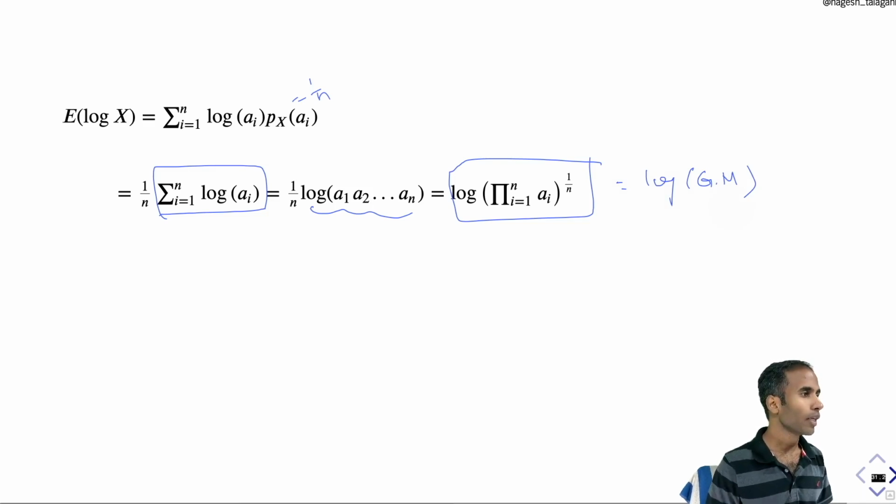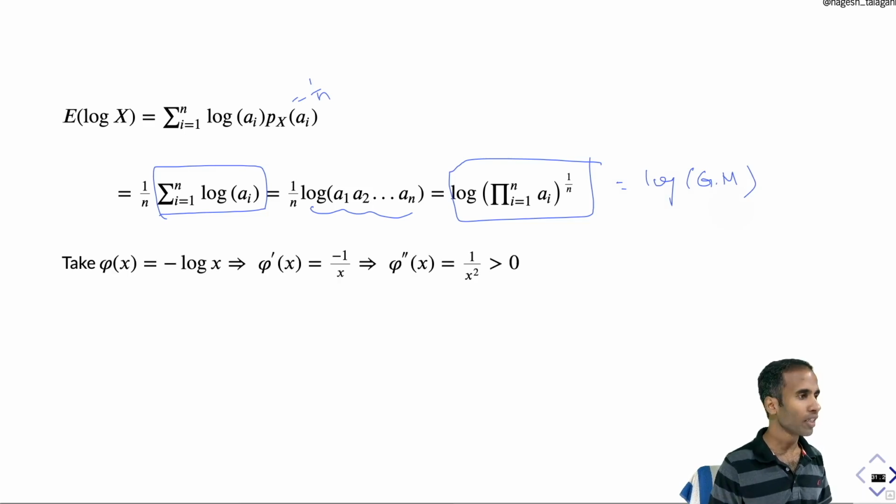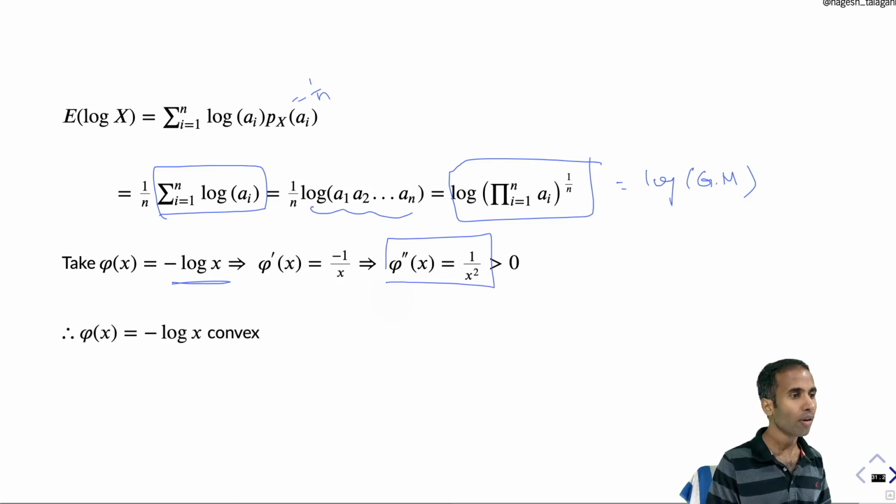Fine. Next, let us consider the convex function phi of x equal to minus log x. Why is this going to be convex? If you look at the double derivative, it's going to be 1 by x square, which is positive. So therefore phi is convex. Okay, minus log x is a convex function.